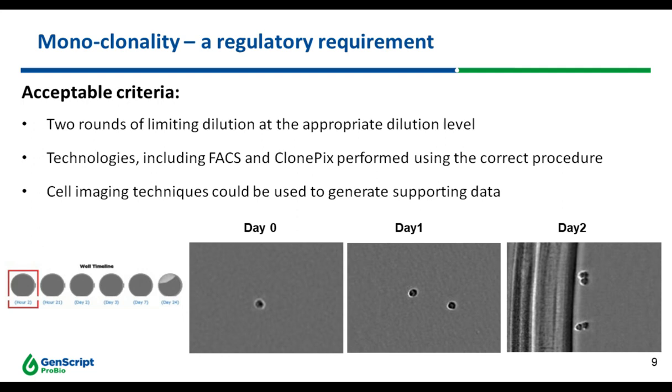And when we use VIPS, you can produce cell imaging at the same time. As you can see below, from the plating you can see the cells in each well from day 0, day 1, and day 2 to demonstrate that all the clones are from a single cell.